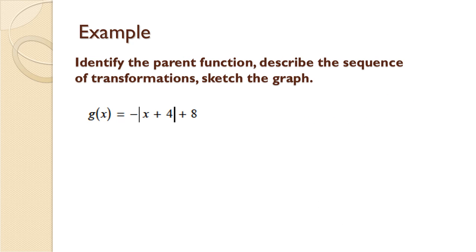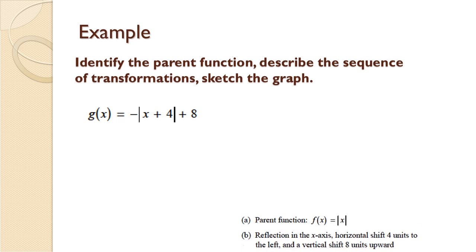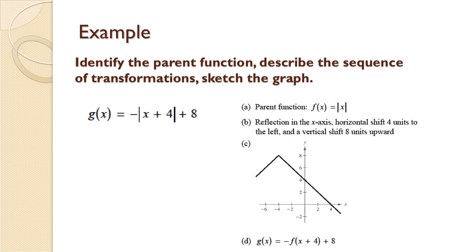Okay, identify the parent function, describe the sequence of transformations, and sketch the graph. Pause the recording, give it a try, and resume the recording to check your answer. Our parent function is the absolute value function, and we are going to be moving it forward to the left. We're going to reflect it across the x-axis, and then we're going to shift it upwards 8. You see the graph there.